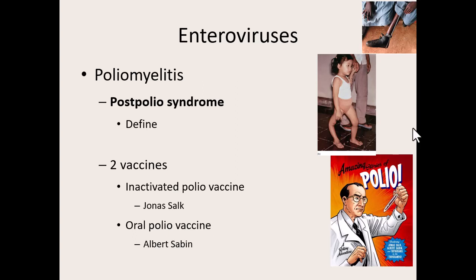Now, again, why it went away. We have two different polio vaccines. They both came out in the 1950s. I think one was 50s, one was 60s. Jonas Salk came out with the first one, the inactivated polio vaccine, in 1955.